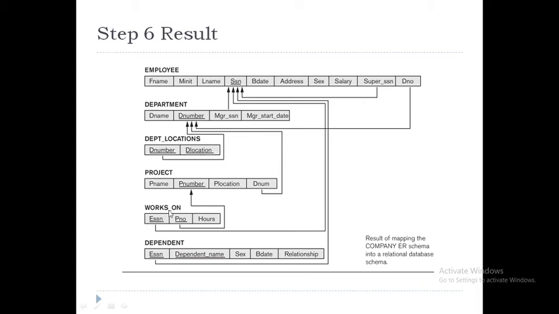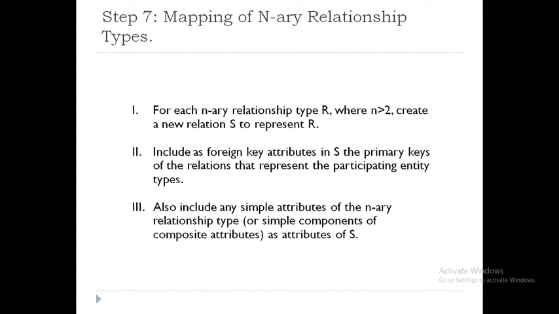So this is the complete schema diagram of company database. Okay, this is the result of mapping from ER to relational schema. Now we are left with the 7th step. Okay, I said all the steps are not mandatory, like it is not applicable in all the cases. Here there is no N-ary relationship in company database, that's why we have not discussed.